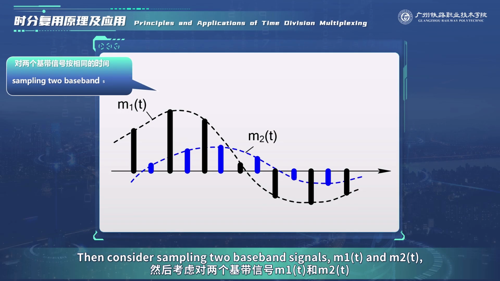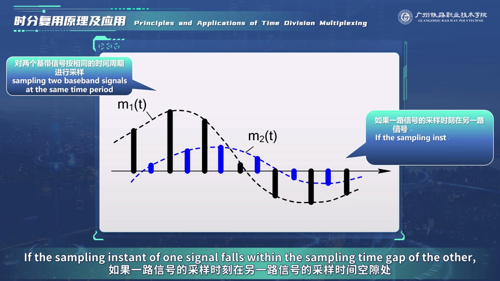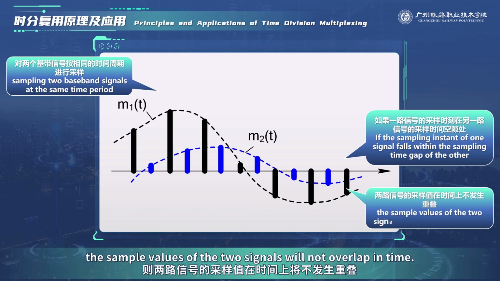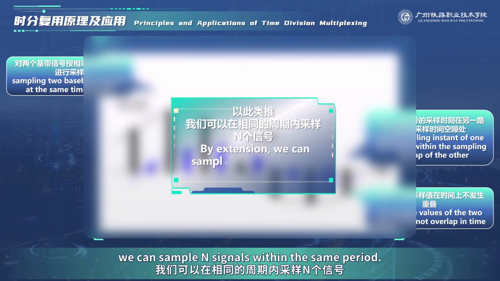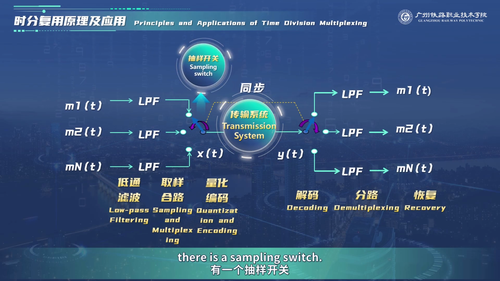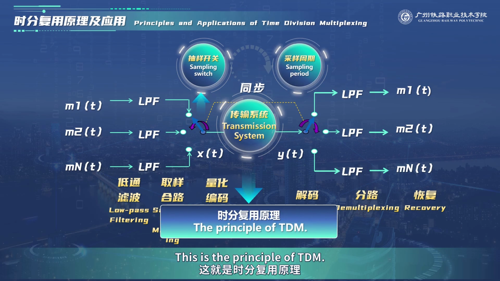Then consider sampling two baseband signals, M1 and M2, in the same time period. If the sampling instant of one signal falls within the sampling time gap of the other, the sample values of the two signals will not overlap in time. By extension, we can sample n signals within the same period. In the figure on the right, there is a sampling switch. One full rotation of the switch represents one sampling period. This is the principle of TDM.